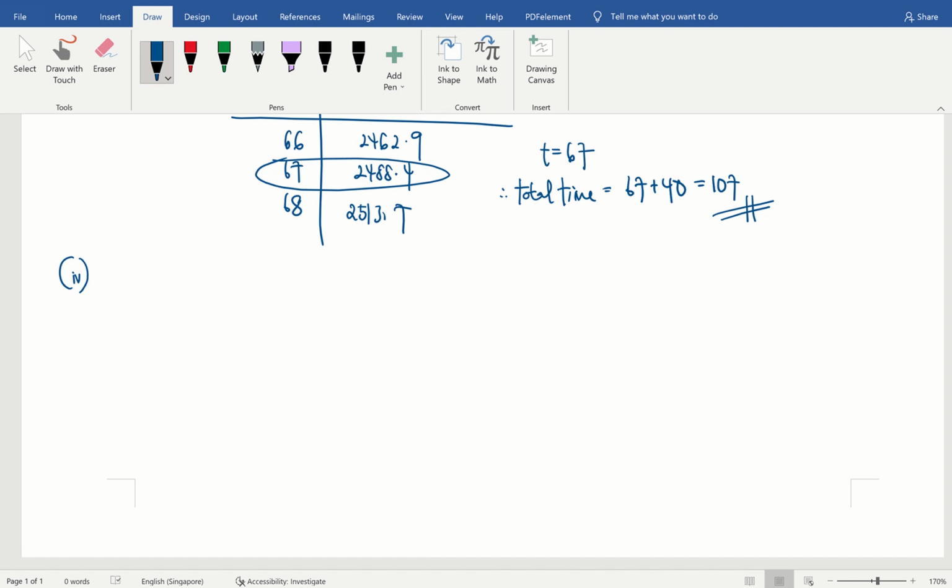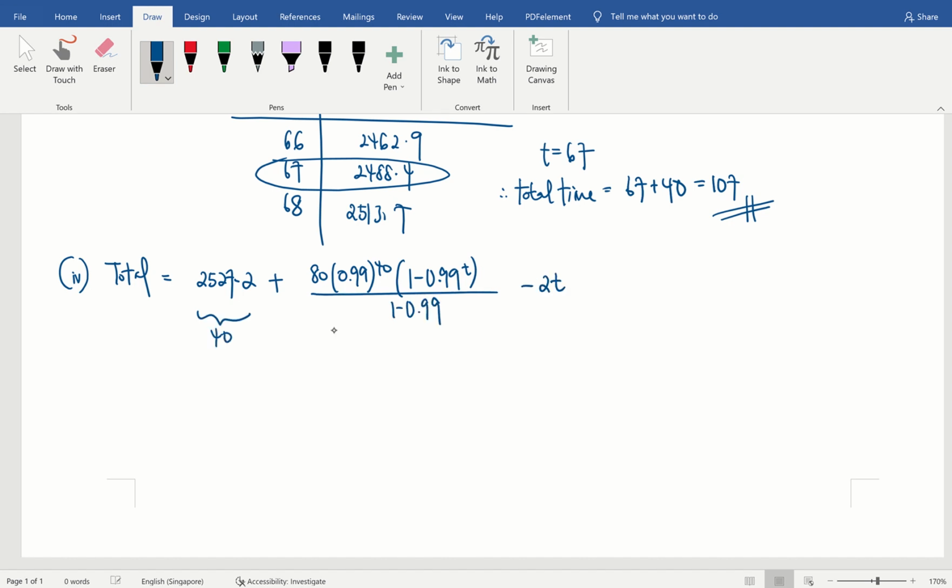If I were you, I'm going to find a total distance that represents Carol and the waves. So the total would be the first 40 minutes, which is your 2527.2, plus Carol swimming, which is the 80 times 0.99 to the power of 40, then 1 minus 0.99^t over 1 minus 0.99, then minus 2t. Okay, follow? This is for the first 40. This is from the 41st minute onwards.